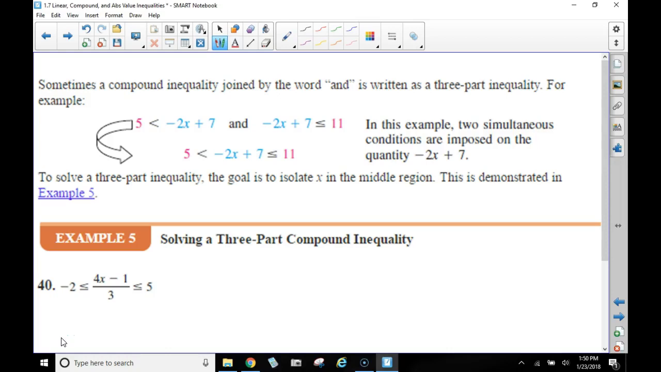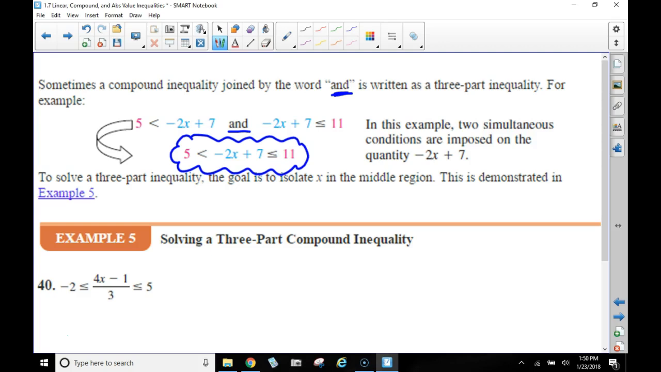Okay, so next it says, sometimes a compound inequality joined by the word "and" can be written as a three-part inequality. For example, 5 is less than negative 2x plus 7, and the same thing, negative 2x plus 7 is less than or equal to 11, can more concisely be written as 5 is less than negative 2x plus 7, and that's less than or equal to 11.